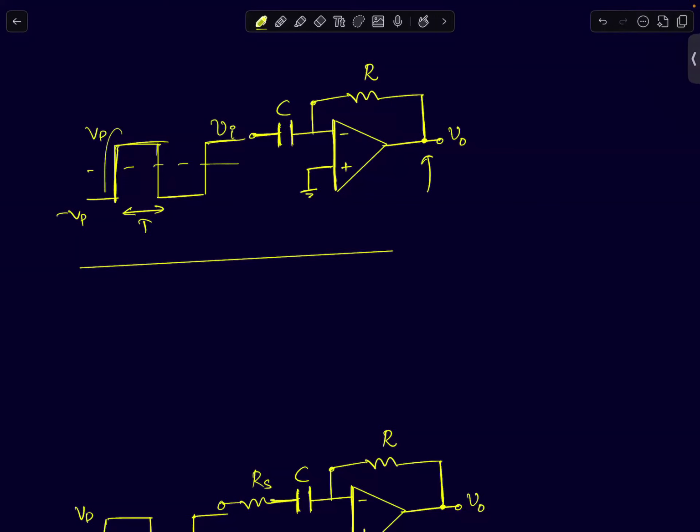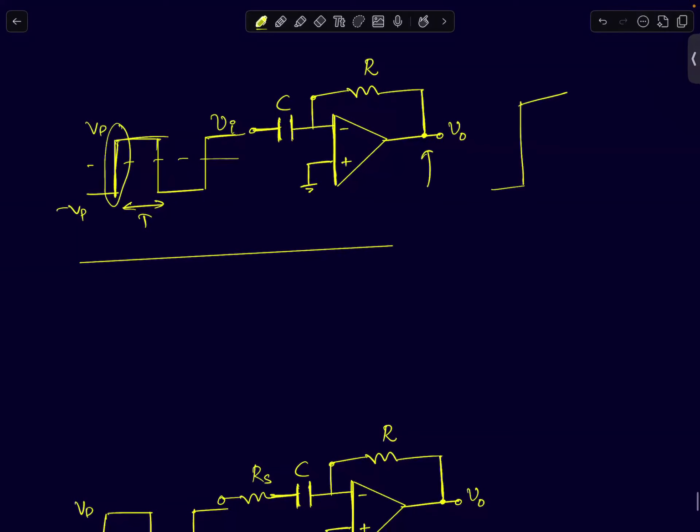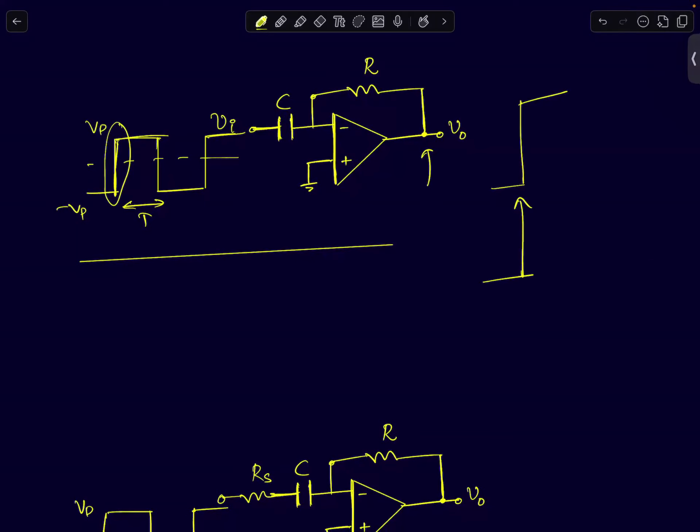So whenever your signal is transitioning from minus V peak to plus V peak, you will get a positive impulse train. And whenever a signal goes from positive to negative, you will get a negative impulse. It will keep alternating between positive and negative like this. Okay, so that's nothing but the derivative of this signal.